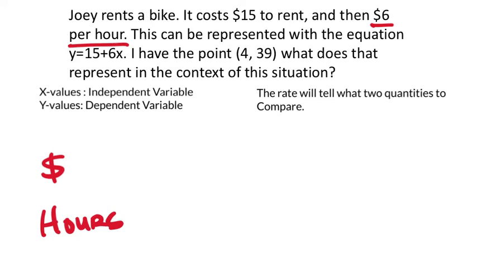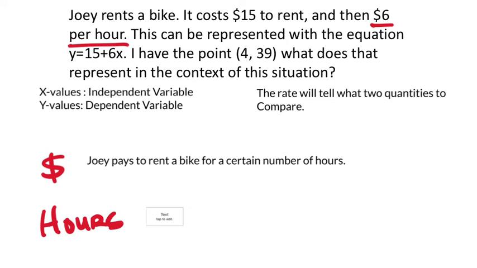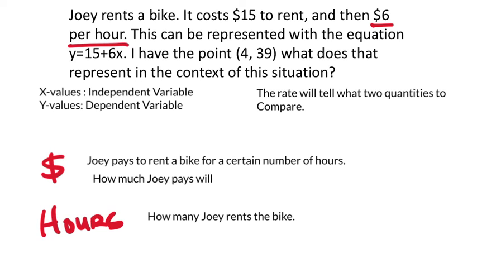Well, which one depends on the other one? If we think about this a little bit more, the dollars, that's how much Joey pays to rent a bike for a certain number of hours. The hours, though, that's just how many hours Joey rents the bike. That's it. So from this information, we can see that how much Joey pays will depend on how long Joey rents the bike. That's the key word there, depend. Boom.